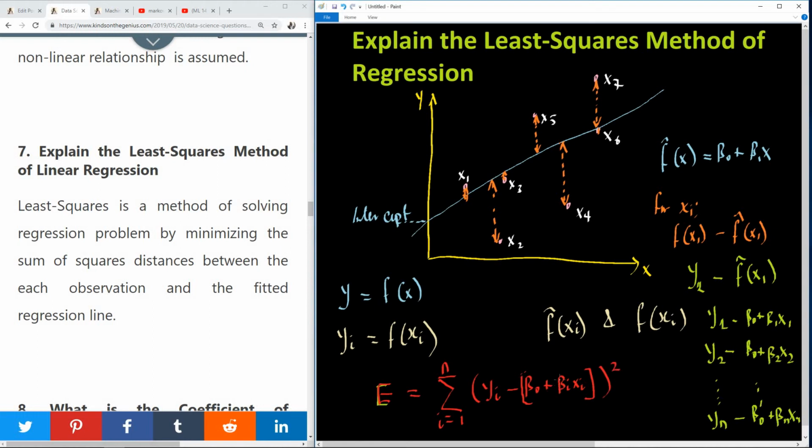Basically, this quantity here is what we are trying to minimize. This is the sum of squares, and we are trying to minimize it. This is how the least squares method works. We are trying to minimize the sum of squared distances between the regression line and each of the data points, or each of the observations.